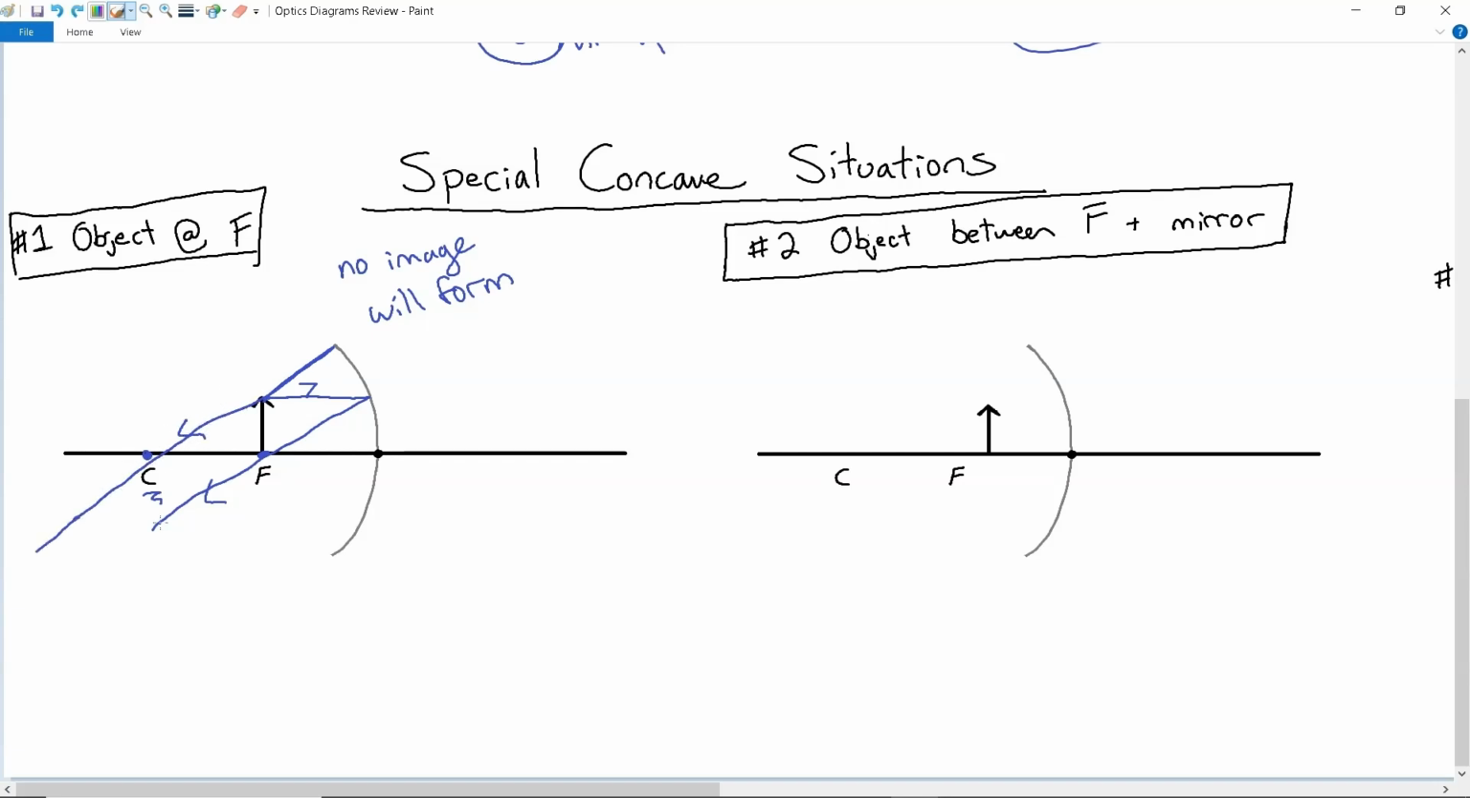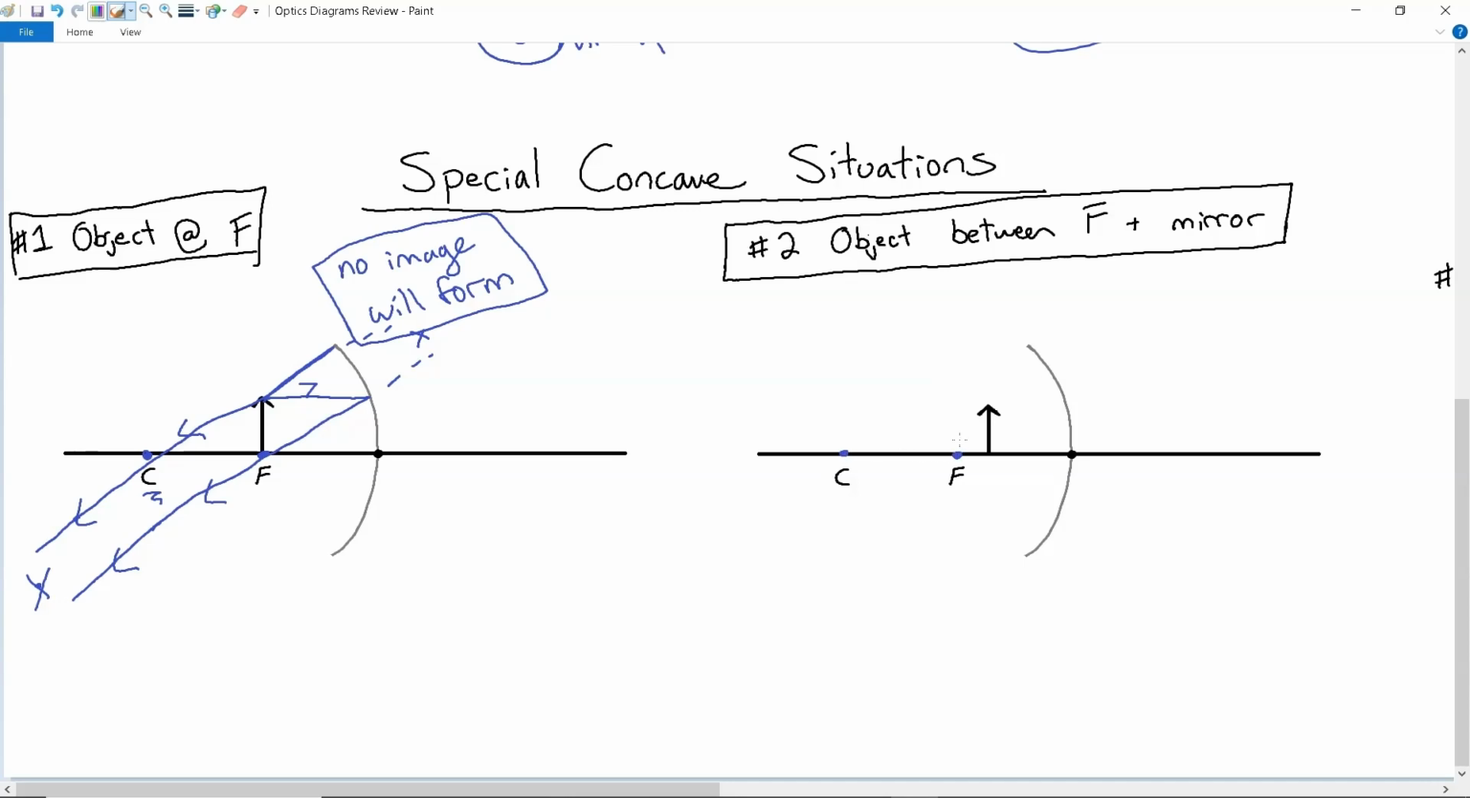Well, you'll notice these two lines are going to go on forever and never meet at a point because they're parallel to each other. And even if we were to extend these lines virtually, we still don't get converging light. That's why no image will form. Moving on to our second special situation, the object is now between F and the mirror.